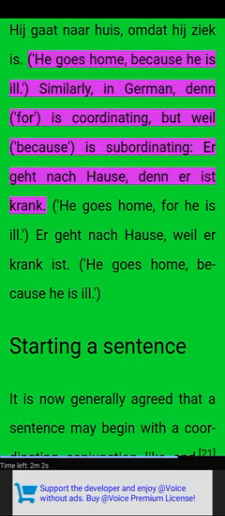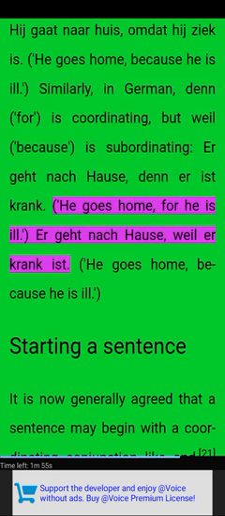Similarly, in German, denn (for) is coordinating, but weil (because) is subordinating. Er geht nach Haus, denn er ist krank. He goes home, for he is ill. Er geht nach Haus, weil er krank ist. He goes home, because he is ill.